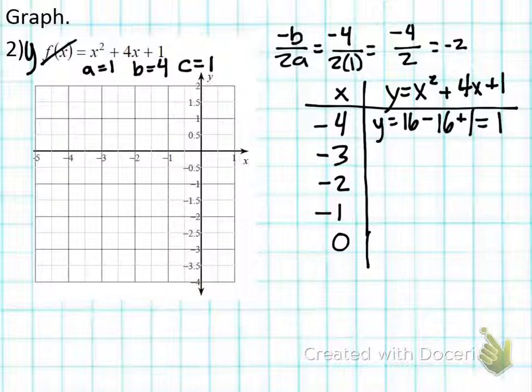Alright, then -3 going down, so I have y equals, plugging in -3. -3 squared is 9, plus positive 4 times -3, which is -12. And then the 1 drops down, so it's plus 1. Okay, 9 minus 12 gives me -3, plus 1, I have -2.